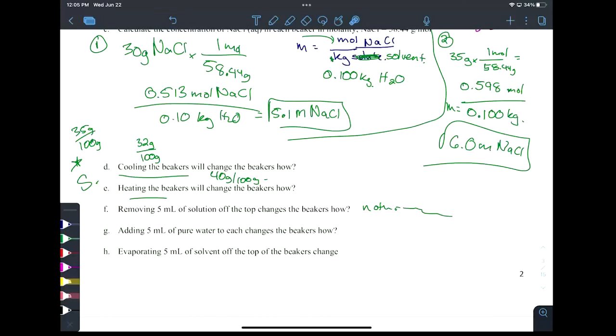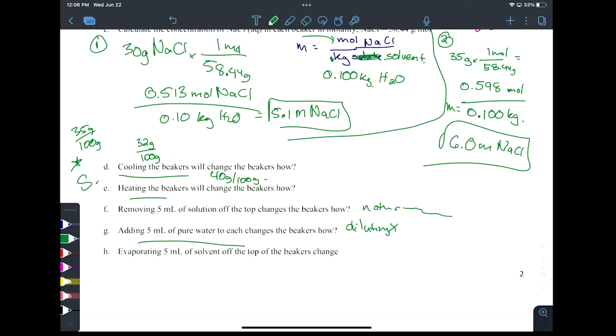All right, so what about G? What if we add 5 milliliters of pure water to both beakers? What happens? We're adding water. But that's true. If we added solid, beaker 1 can accept more. But what if we add more water? Beaker 1, you just dilute it. You're literally just diluting it. That's it, diluting. But other than that, nothing really changes. But beaker 2, I think some bigger changes happen.